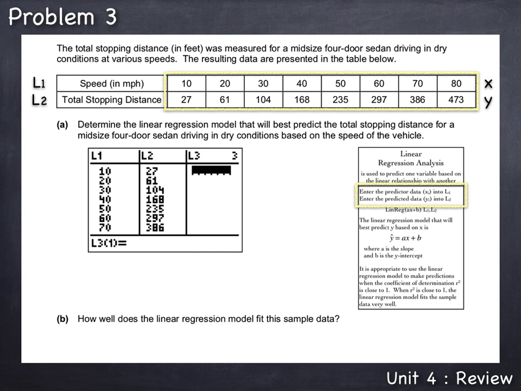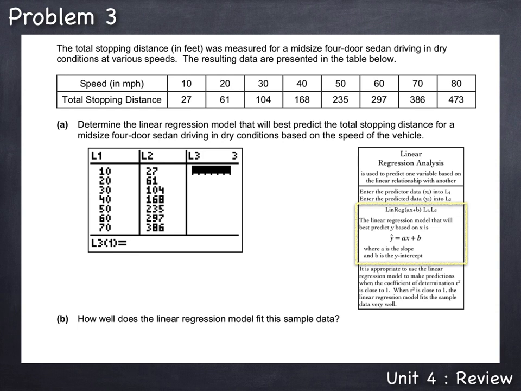Once we've entered all the x variable data into list 1 and the y predicted variable data into list 2, we can use the linear regression command on the TI-83/84 calculator to calculate our linear regression model. The linear regression model is the line y hat equals ax plus b, where a is the slope and b is the y-intercept. The command that calculates the slope and the y-intercept for the regression line is the LinReg ax plus b command.